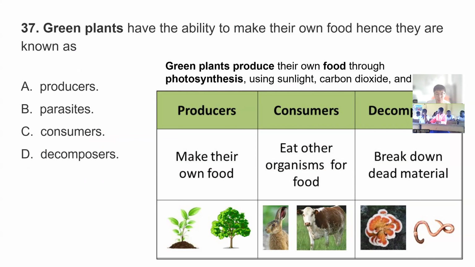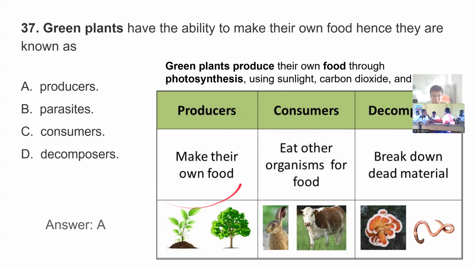Now let's look at this question more about the food chain and the ecosystem. So we're moving into these larger pictures of ecology. It's like a separate branch of biology. And this question asks, green plants have the ability to make their own food, hence they're known as: are they producers? Are they parasites? Are they consumers? Or are they decomposers? Yes, A. The answer is A. These are producers.